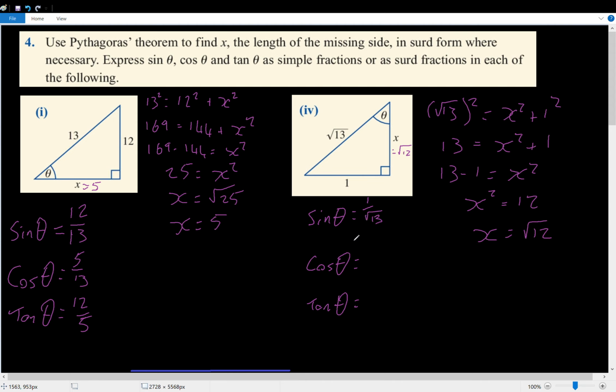Cos of theta is going to be the side that is adjacent to our angle, which in this case is the root of 12, over the hypotenuse. So we're going to have root 12 over root 13. And then for the tan, it's going to be the length of the opposite side over the adjacent side. In this case, it's going to be 1 over the root of 12, like that. And that is that.